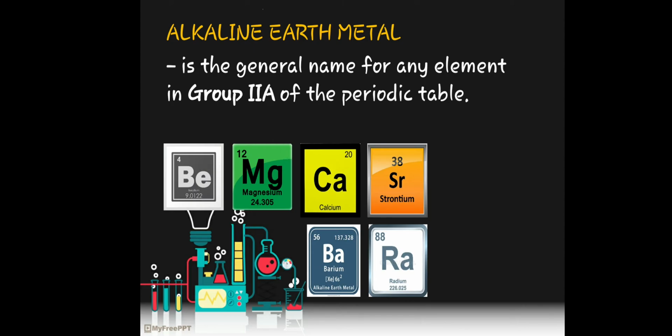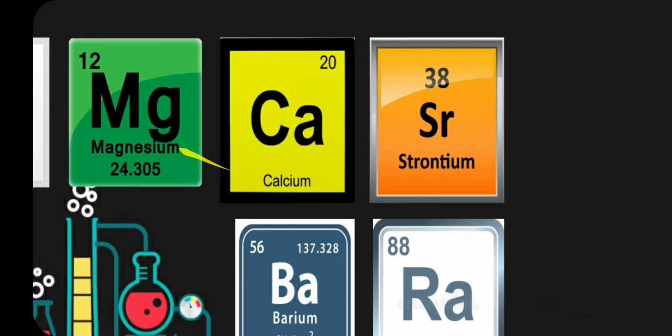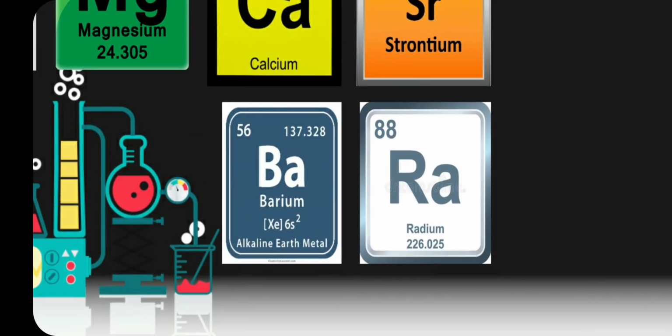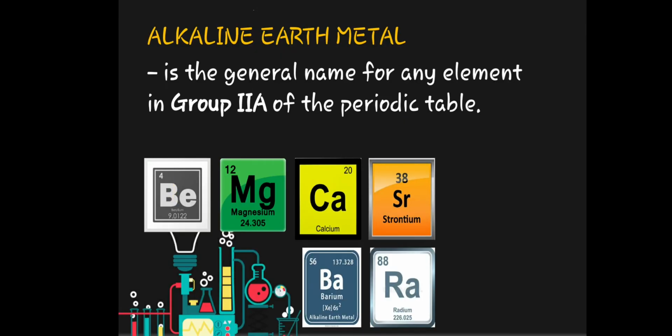Okay, if there are alkali metals, of course, there are alkaline earth metals. So alkaline earth metals is the general name for any element in group 2A. Take a look at your periodic table, guys. Group 2A of the periodic table includes beryllium, magnesium, calcium, strontium, barium, and radium. So those are the elements included in alkaline earth metals, in group 2A. Always remember that one.